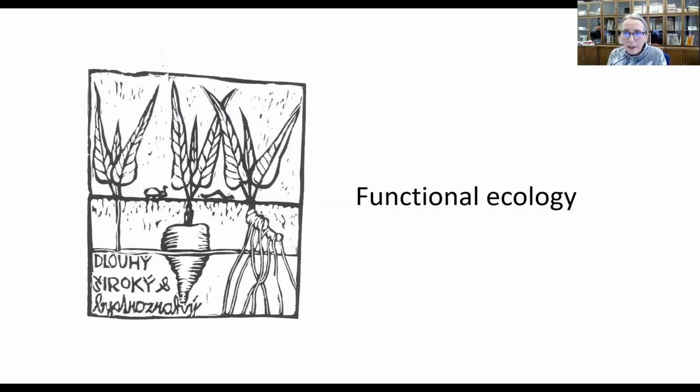So functional ecology must focus more on these below-ground parts, because they may maybe be important for the differentiation of functional trait strategies as well. And we don't know it properly.